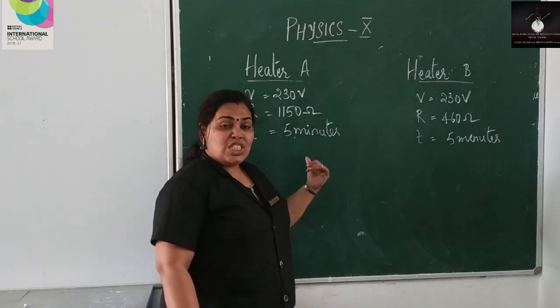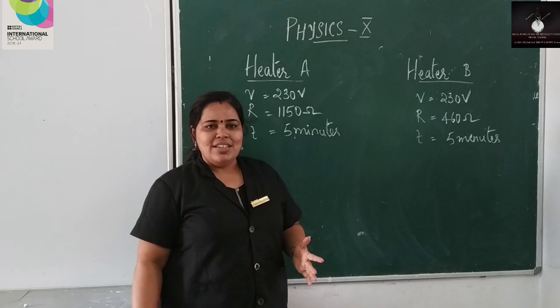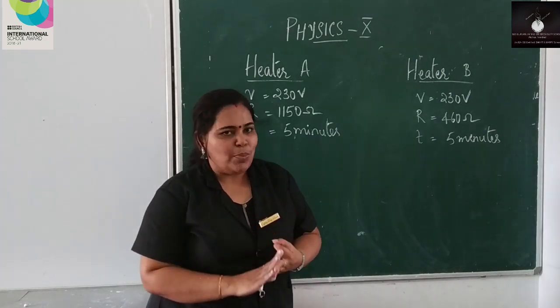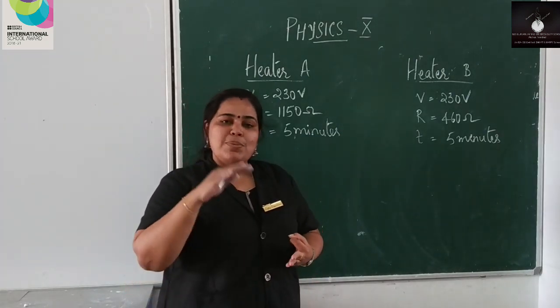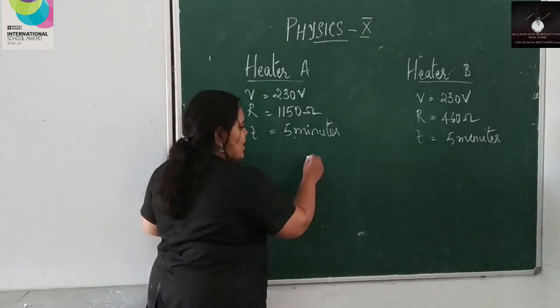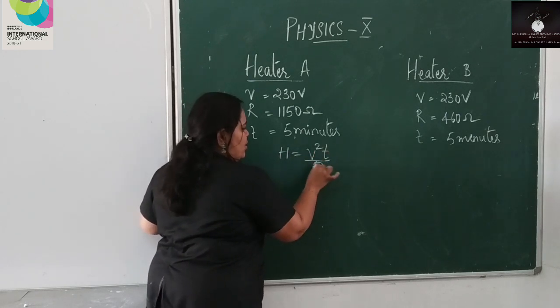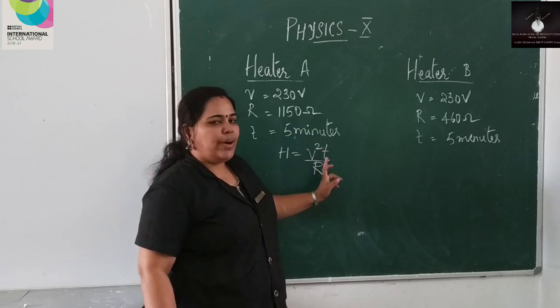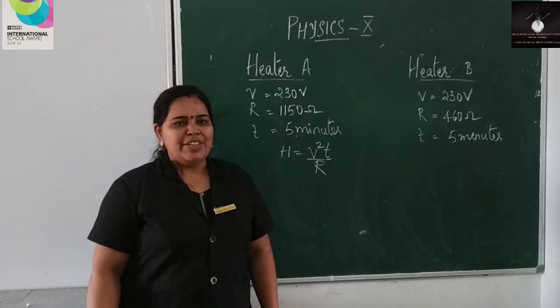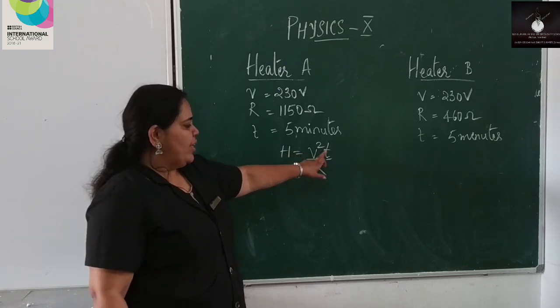In this case, which formula will you be using? Just see, it is given V, R and T. We have already discussed 3 formulas for heat produced, isn't it? From that, which formula will you be using here? We can use H is equal to V square T by R. Shall we do this problem? Yes, substitute for V square T by R.